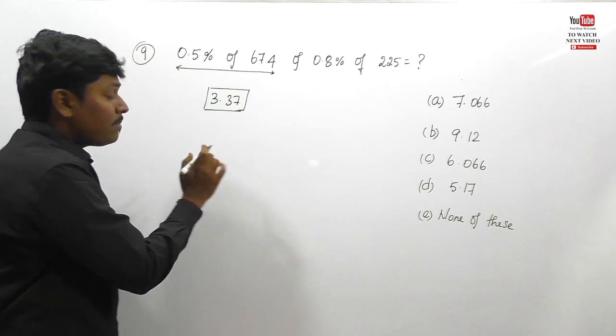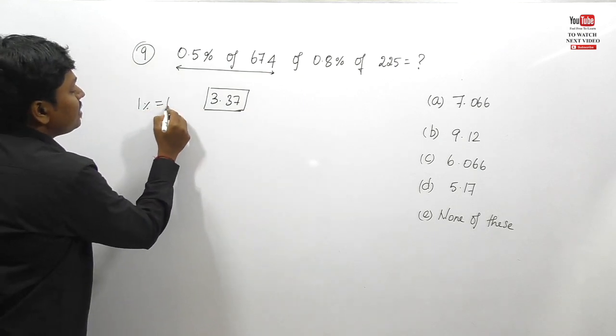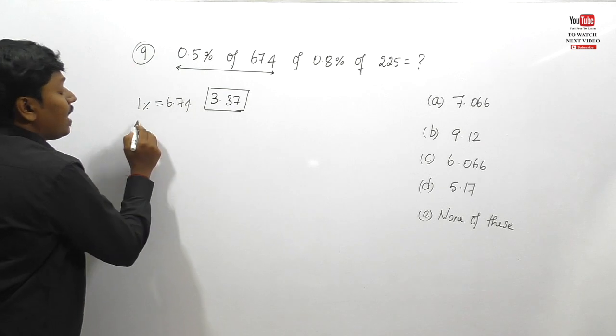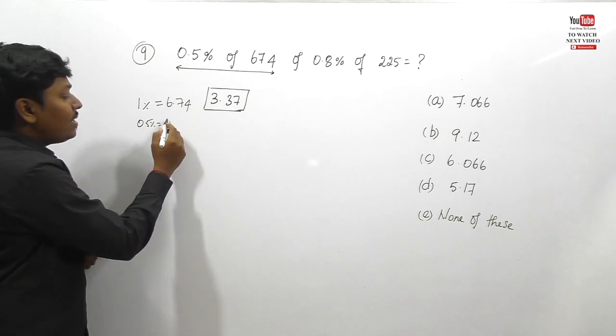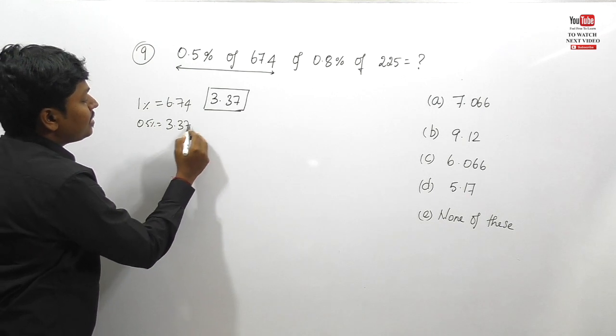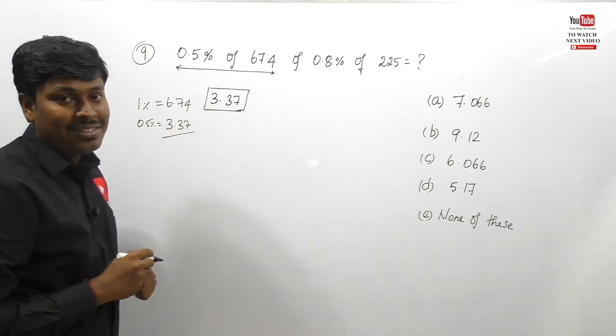Friends, clear on the concept, right? I'm just going to write this. 1% will be 6.74, friends. Our target is to find 0.5%, that is divided by 2. When we divide by 2, that is 3.37. So what I have written is 3.37, right?